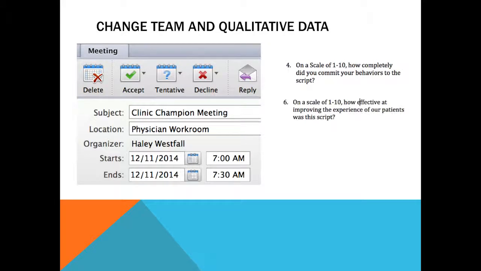Six, on a scale of 1 to 10, how effective at improving the experience of our patients was this script? And do you recommend that we continue the use of the script? Now, with these questions, we're trying to get the feeling of the change champions, the people who are doing the work, the people who are generating the ideas. And we're coming up with tons of qualitative data, and we're not just a bunch of executives or a bunch of researchers coming up with random questions. These are medical assistants who are thinking, here's the best way to do this thing.